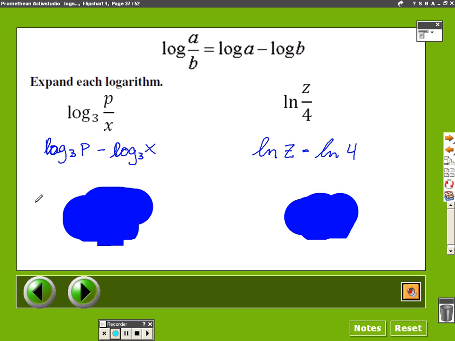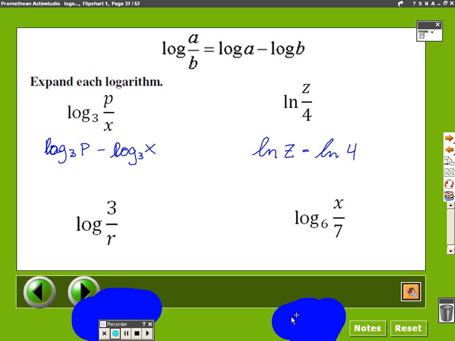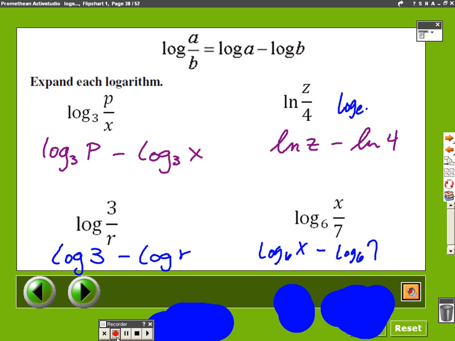All right, so here are two more. I want you to try them on your own. Go ahead, hit pause, try them, and make sure you got them. Your answer should be this. Make sure you have the common log: log base 10 of 3 minus log base 10 of r, or common log of r, and log base 6 of x minus log base 6 of 7.